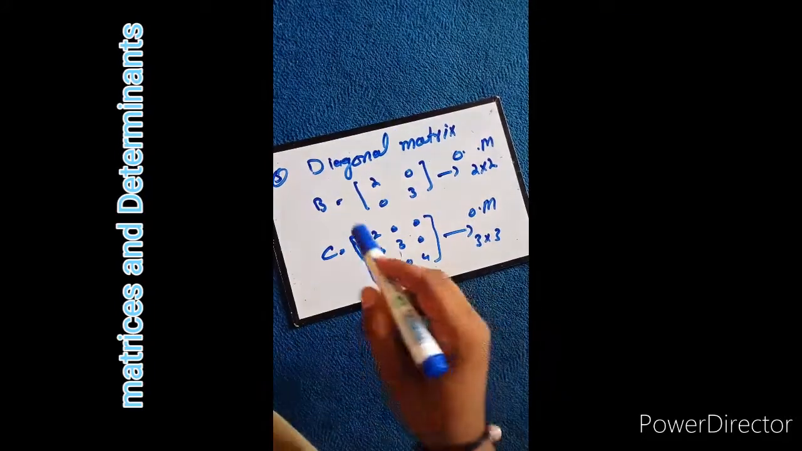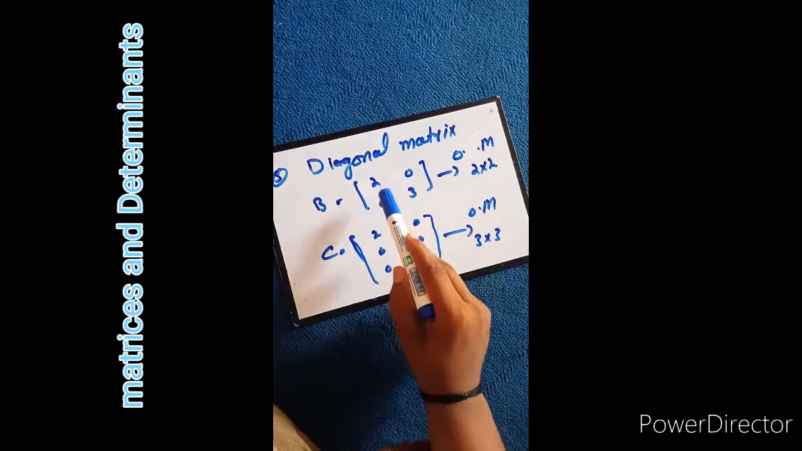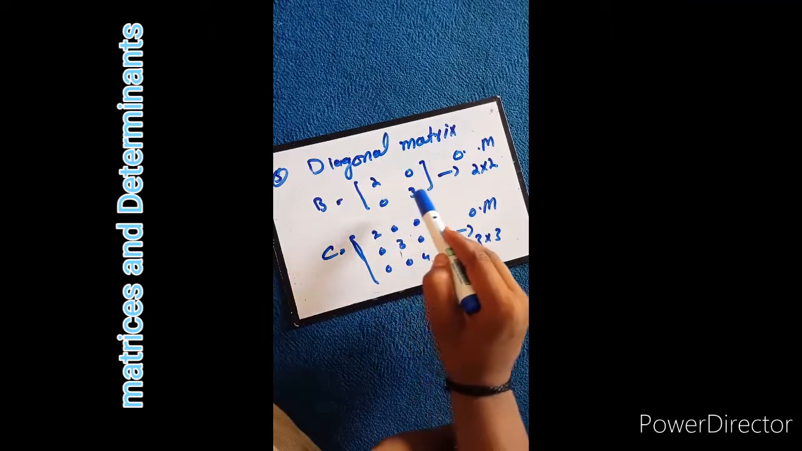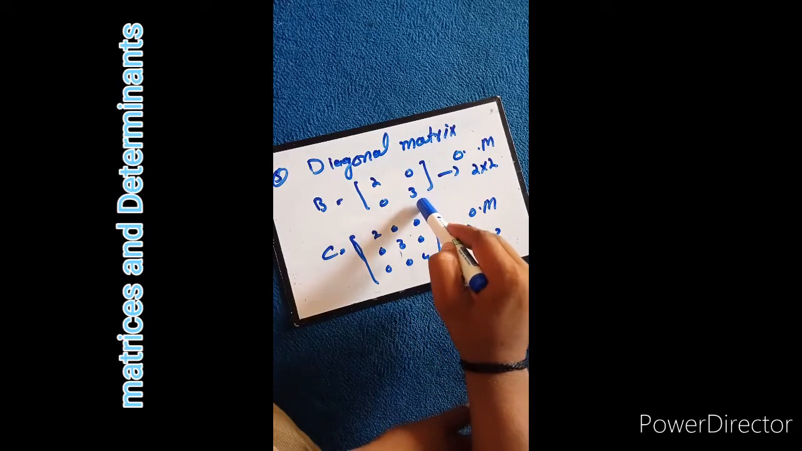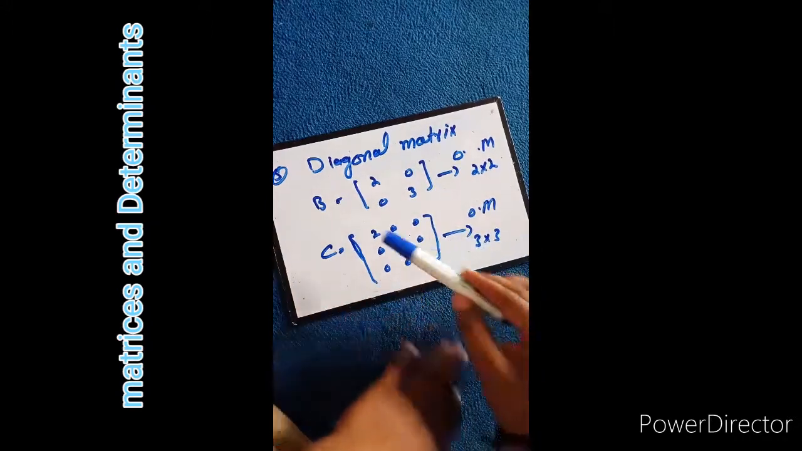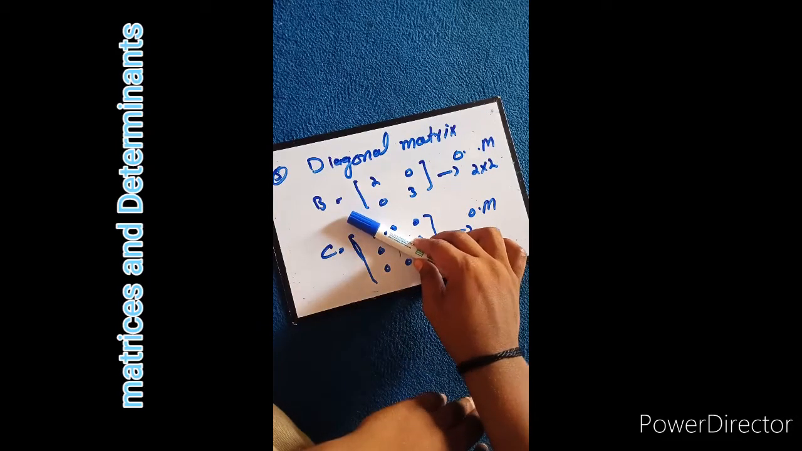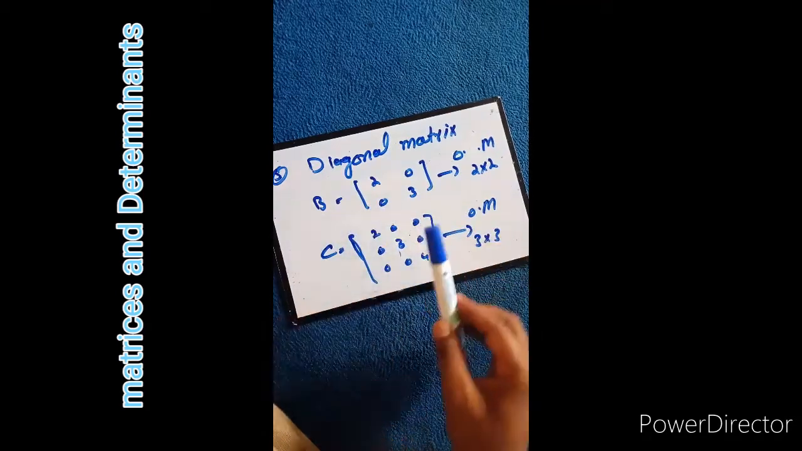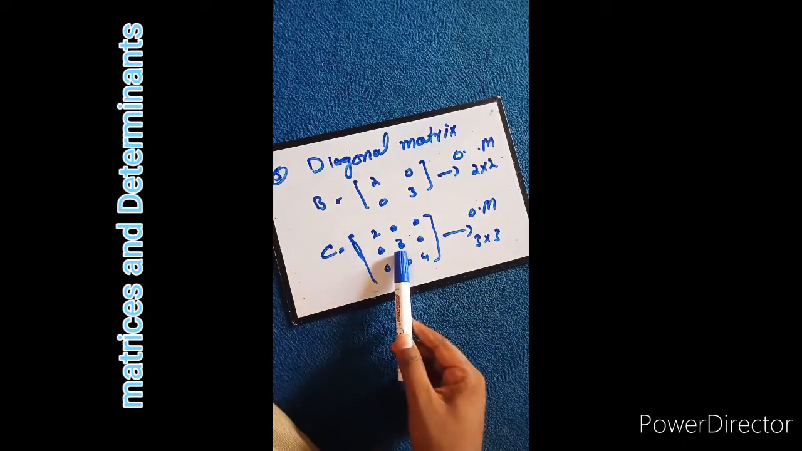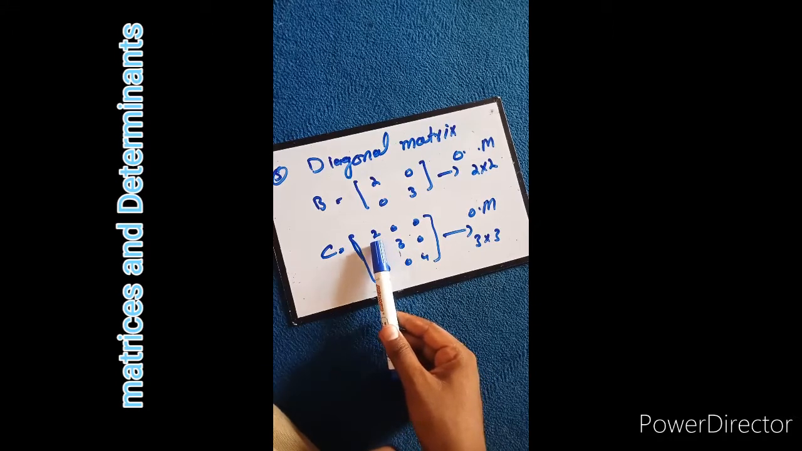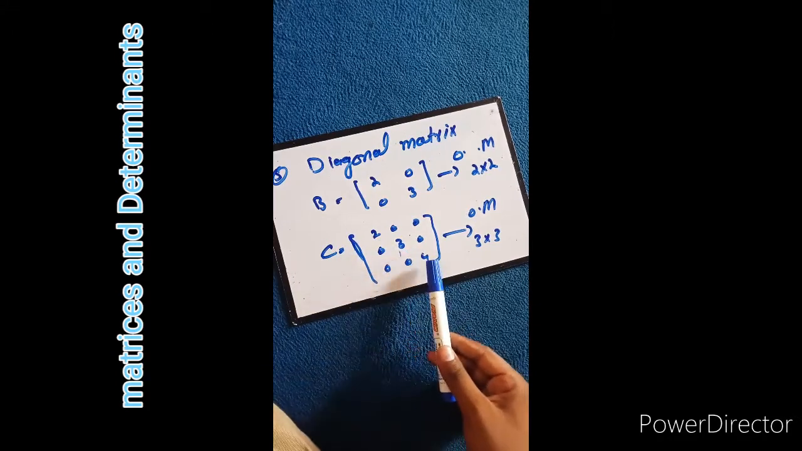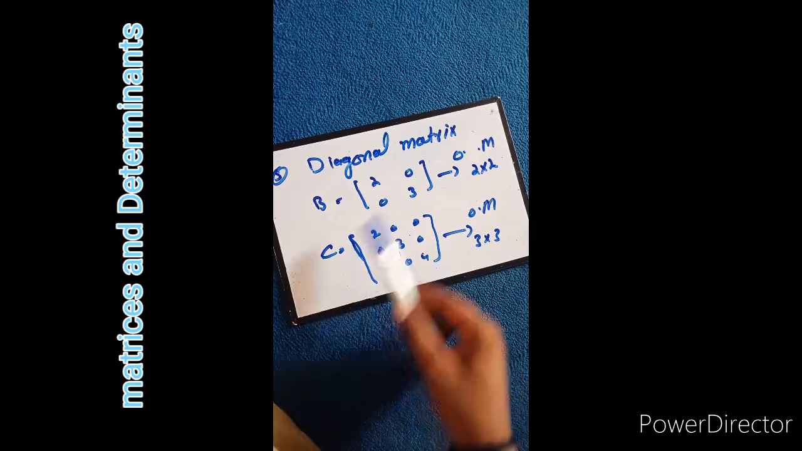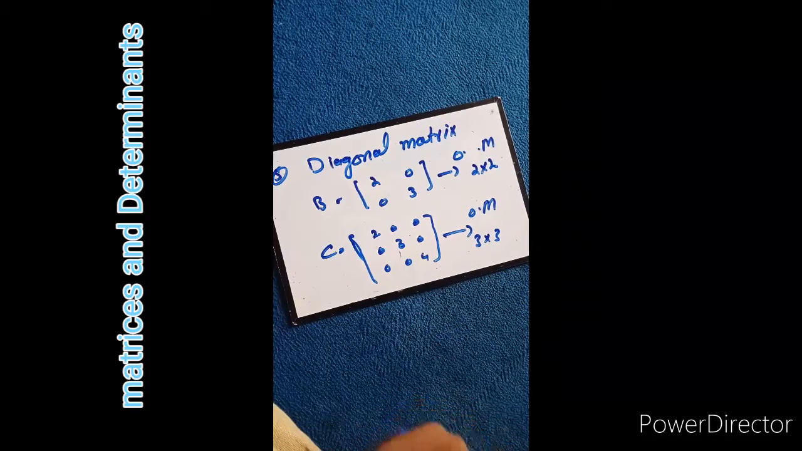So there is a difference in the diagonal matrix, that the element below the first element is 0 and the element above the fourth element is 0, in the form of a diagonal, so the upper elements are 0 and the lower elements are 0, but the first element of the first row, the second element of the second row, and the third element of the third row will not be 0. This is called a diagonal matrix.